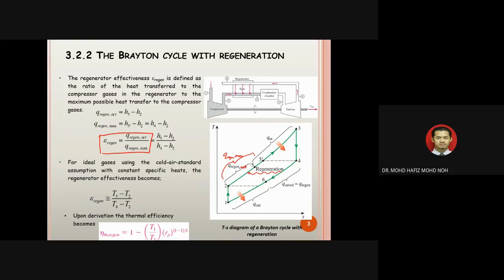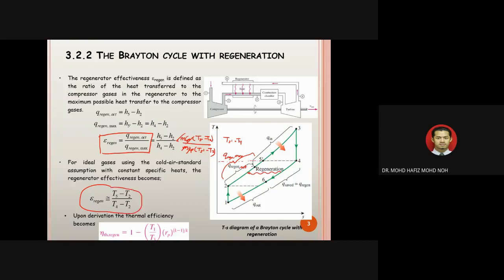The ratio between Q regen actual and Q regen maximum is the effectiveness of the regeneration. So this is equal to m dot Cp (T5 minus T2), divided by m dot Cp (T5 prime minus T2). In this case, T5 prime equals T4. The m dot Cp can be cancelled, so we are left with the temperatures.